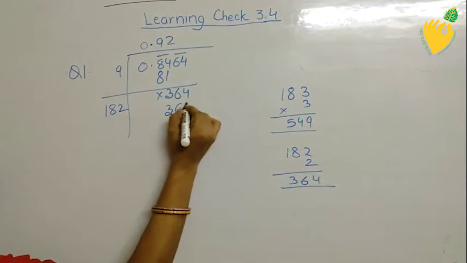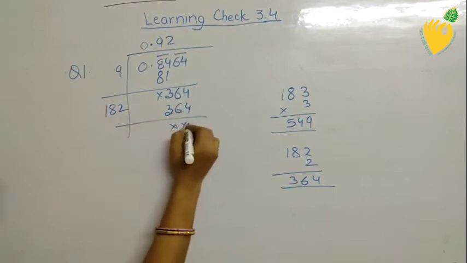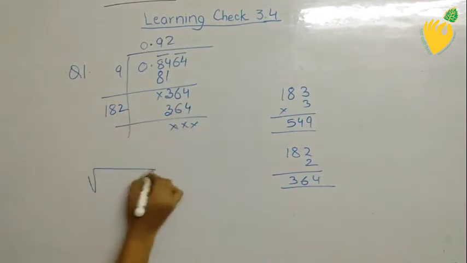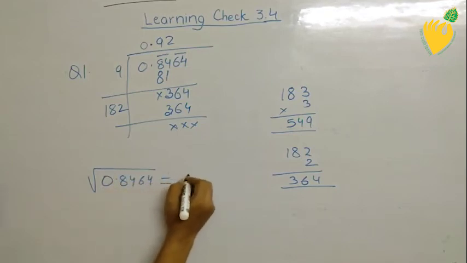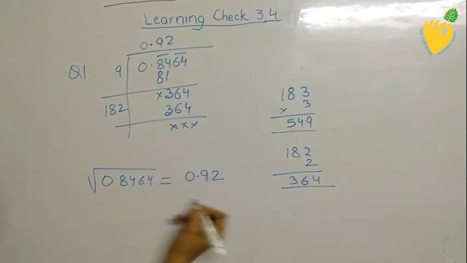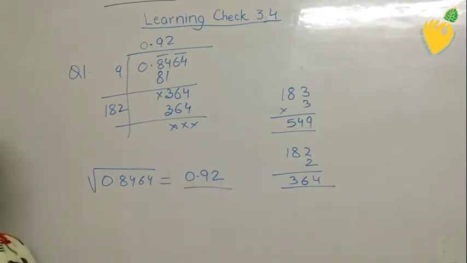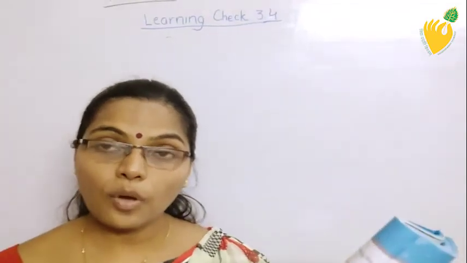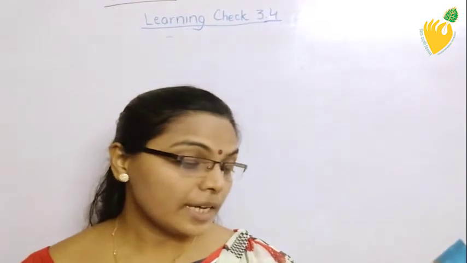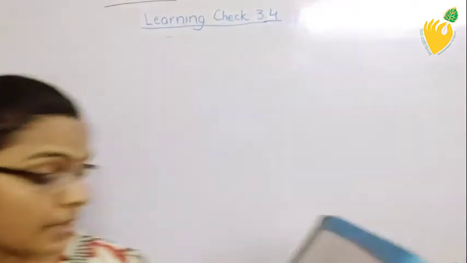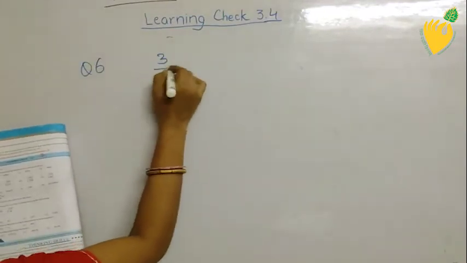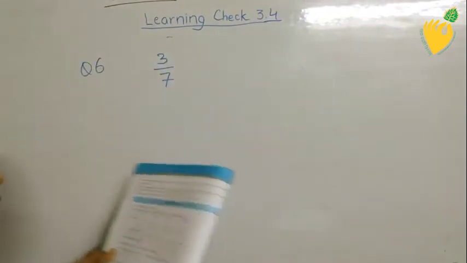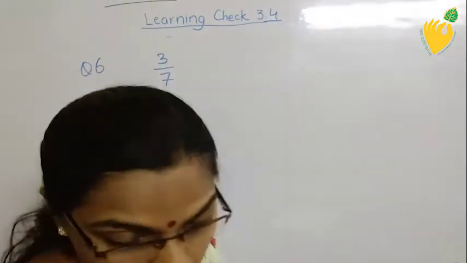So this is 364. So what is the square root of 0.8464? It is 0.92. This is the answer. Let's find the square root of a fractional number. That is, let's do question number 6. Find the square root of 3 upon 7 correct to 4 places of decimals.